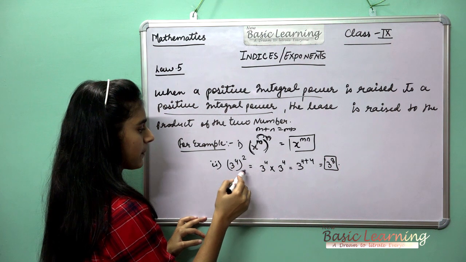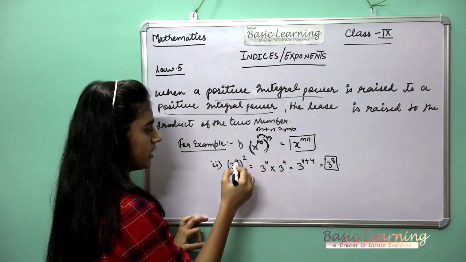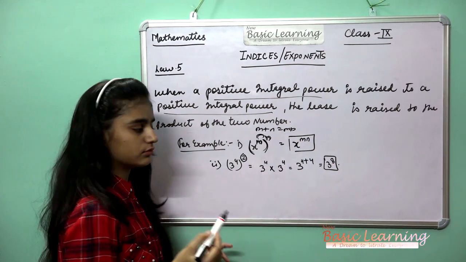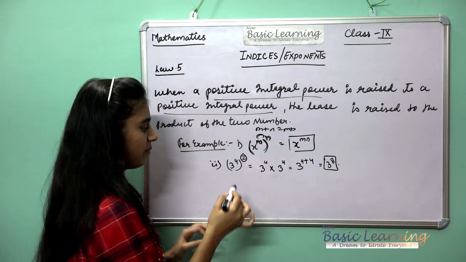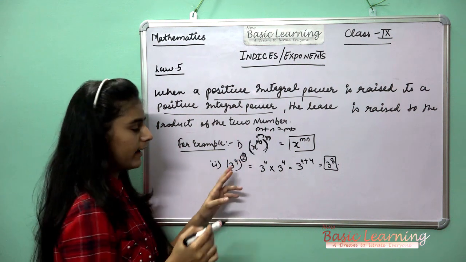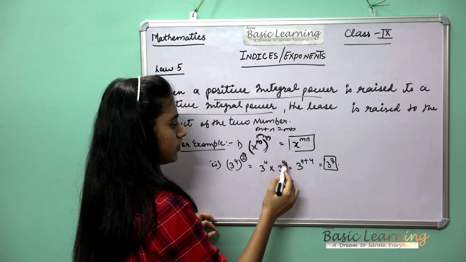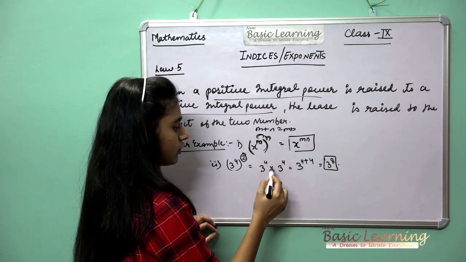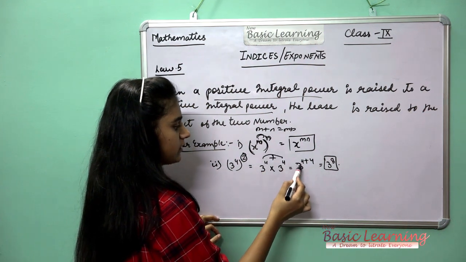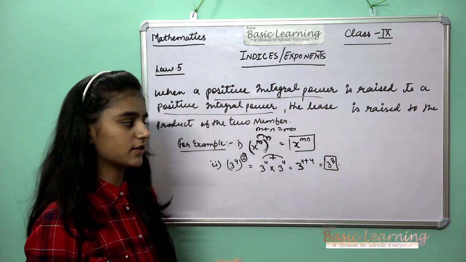That means 3 to the power 4 into 3 to the power 4. When you multiply 2 by 4, it gives 8. So we are going to do 3 to the power 4 into 3 to the power 4, and we will add the exponents, 3 to the power 4 plus 4, it gives 3 to the power 8. This is the answer.